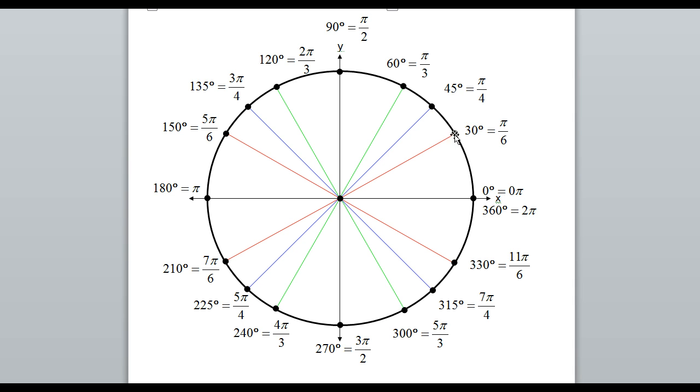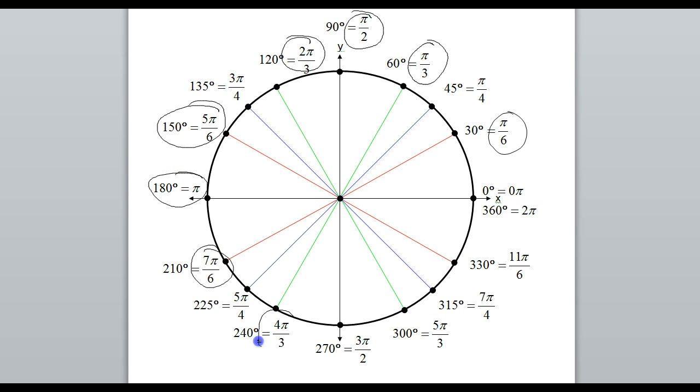Now when I look at the radian measures, I try and look at how they work out with the actual angle measures, because this is 30 degrees, but if I look at the fractions, this is 1 pi over 6, this would be 2 pi over 6, 3 pi over 6, 4 pi over 6, 5 pi over 6, 6 pi over 6, 7 pi over 6, 8 pi over 6, 9 pi over 6, 10 pi over 6, 11 pi over 6, and 12 pi over 6.